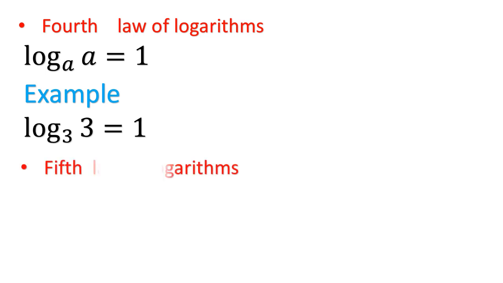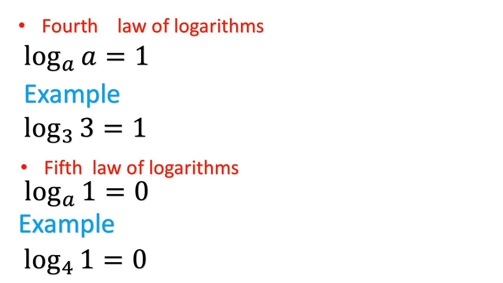Let's take our fifth law of logarithms. Whenever the log is equal to 1, your answer is equal to 0. Log 1 base a is equal to 0. Look at the sample problem: log 1 base 4 is equal to 0. Log 1 base 10 is equal to 0. Log 1 base 7 is equal to 0. So whenever the log is 1 with any base, it's equal to 0. Let's take our next law here.